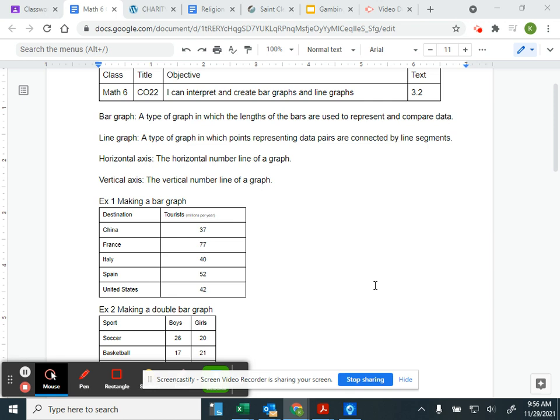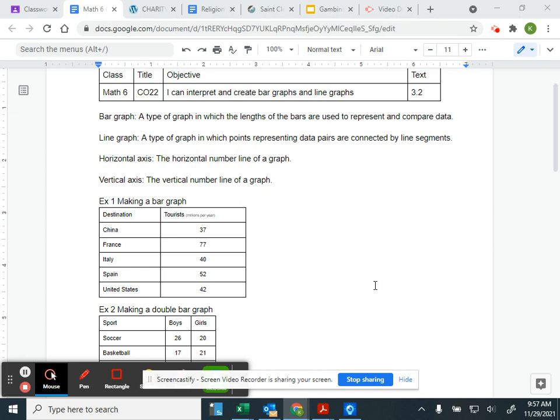Okay, good morning. Today we are moving on to CO22. We started with CO21, with the mean, median, and mode, and the range, looking at our data. Now we're going to take that data and do more with it. So today we are going to interpret and create bar graphs and line graphs.